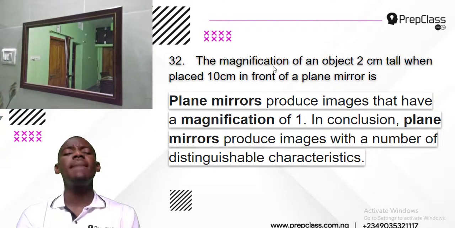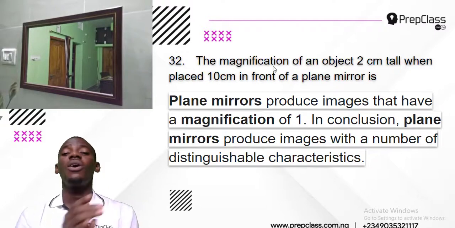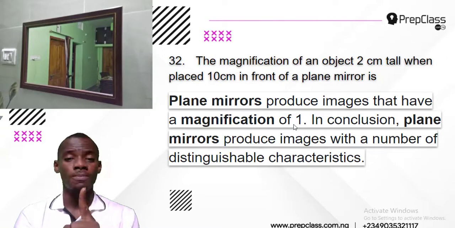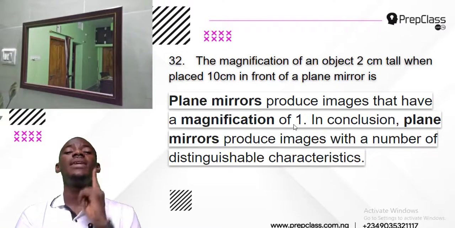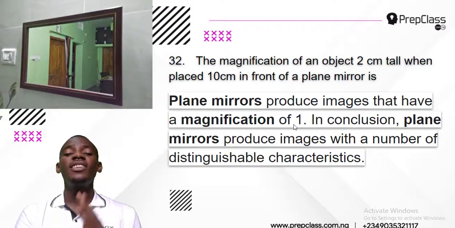Now, for any plane mirror, it doesn't matter the height of the object or the distance of the object. It is the same answer for the magnification. The plane mirror produces images that have a magnification of 1. So if it's a plane mirror, the magnification does not change. It is a trap. It is just 1.